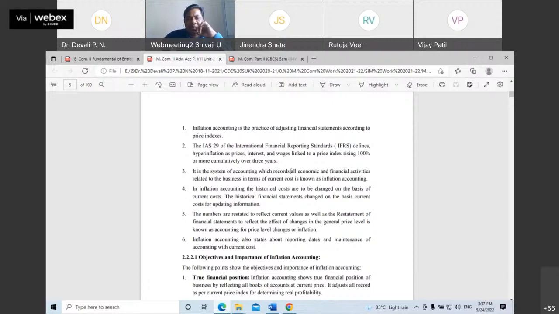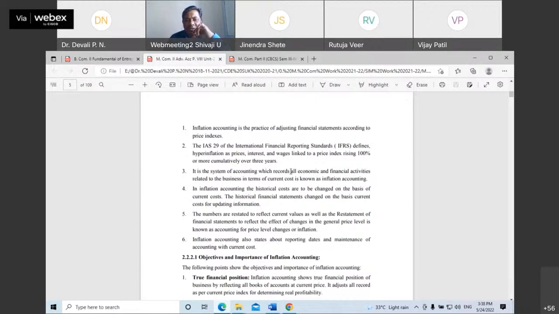We are getting IAS 29 of the IFRS, which is defining hyperinflation in words like this: hyperinflation is when prices, interest, and wages are linked to a price index rising 100% or more cumulatively over 3 years. It means sometimes we are getting the words from these IFRS or these particular associations.